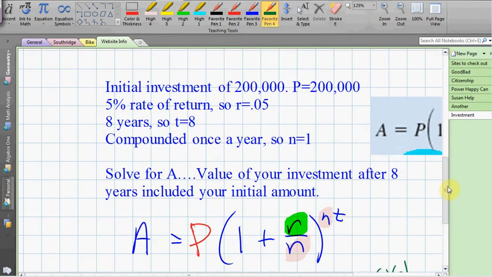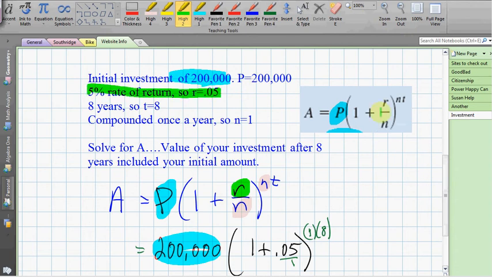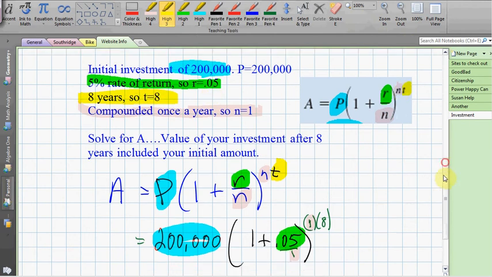All right, so I made up a little example in here. If I have an investment of $200,000, that's my P amount, that's my initial investment. If I have a rate of return of 5%, that's my R value right there. That's what's going to go right there. What else do we have? Like I said before, we have an N value of 1. It's only being compounded once a year. And then we have another value here, T. T is 8 in my little example.